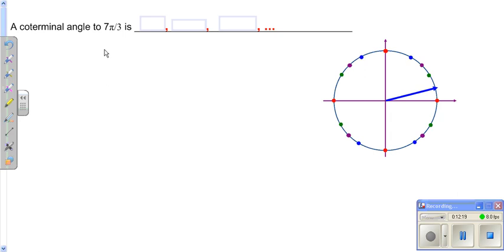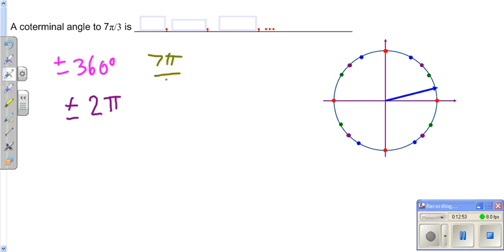Let's take a look at the coterminal angles again. Now, if you're dealing with degrees, like we started out this class looking at coterminal angles, you wanted to add or subtract 360 degrees because that's one full revolution. But here we're dealing with radians. So you're still going to want to add or subtract a full revolution, but one full revolution in terms of radians is 2 pi. So if you're looking for a coterminal angle to 7 pi over 3, you'd want to go ahead and add 2 pi. So you go 7 pi over 3 plus 2 pi.